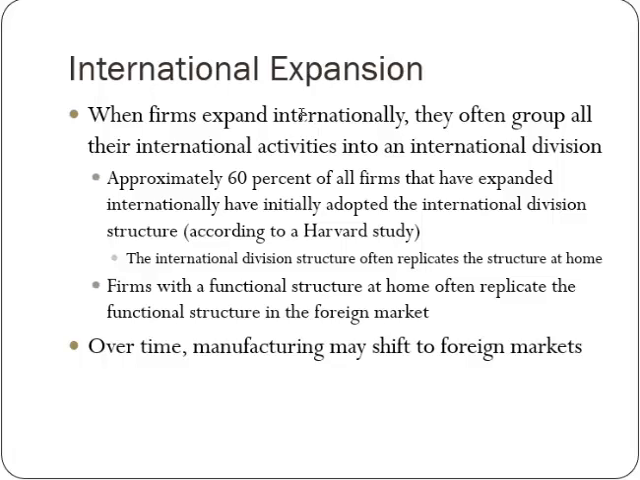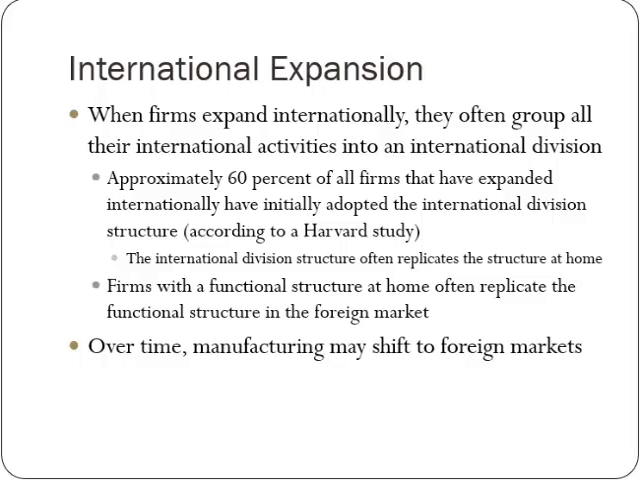When firms expand internationally, they often group their international activities into an international division. If you have an American division of something and then you start selling goods in Japan or in Europe, well, then you might want to open a component of the company to try to run those specific international organizations. Interestingly enough, according to a Harvard study, 60% of all firms that have expanded have initially adopted the international division structure.